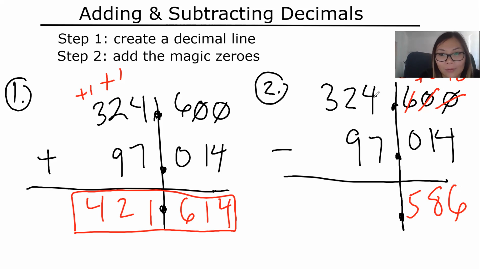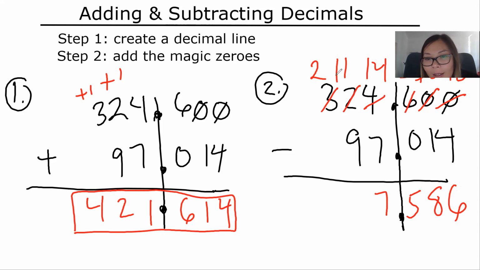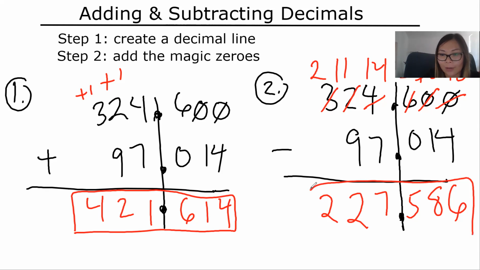Decimal. I can't subtract 7 from 4. If I only have $4, I can't take away and subtract 7. So I would have to regroup. From the 2 turns into a 1. I add 10 to this, makes it a 14. Okay, so now 14 minus 7 is 7. I can't do 1 minus 9, so I'm going to regroup again. Borrow from the 3, make it a 2. Make this an 11. Okay, 11 minus 9 is 2. All right, and 2 minus nothing is 2. So my answer for this subtracting decimal problem is 227 and 586 thousandths.